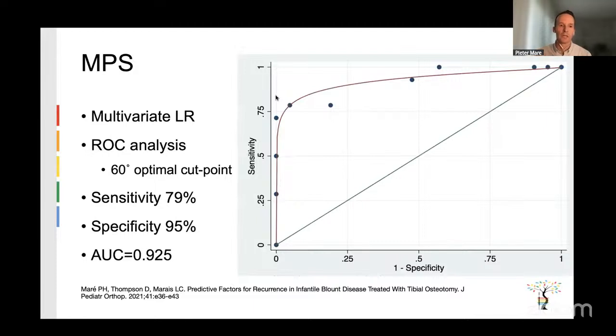But when we did a multivariate logistic regression analysis, we found that the MPS in isolation was the single best predictor of recurrence. ROC analysis confirmed Kling's work that 60 degrees was the optimal cut point for this as a predictor of recurrence, with high sensitivity and specificity and an excellent area under the curve of 0.925. So this really is the way that going forward, we've predicted a recurrence risk in our surgical treatment selection strategies.